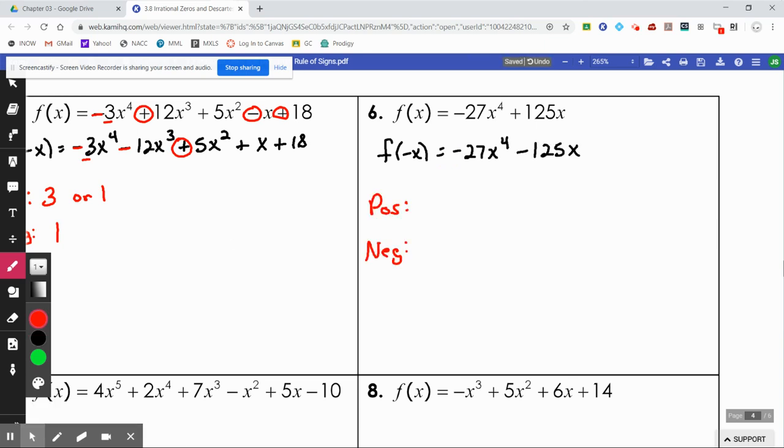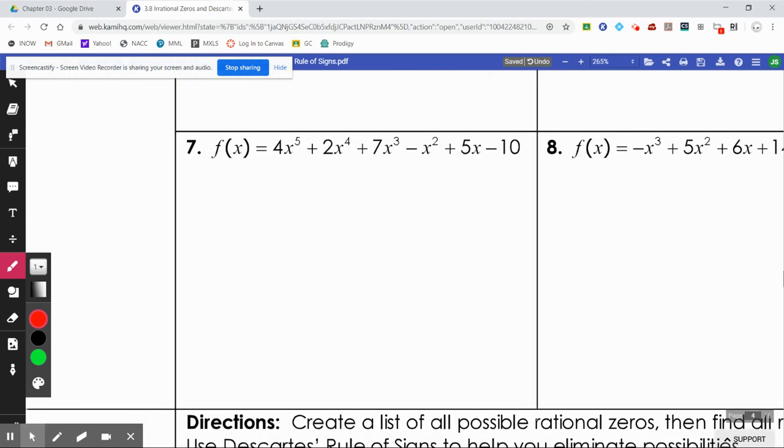And with that done, let's look for sign changes. Here you have a negative that changed to a positive. So you have only one sign change. And here you have a negative that stays negative. So you have 0 sign changes there. So there's not going to be negative solutions. So it looks like you're going to have one positive. One of my solutions I already know is going to be 0, and the other 2 will be complex or imaginary solutions. Okay, number 7.